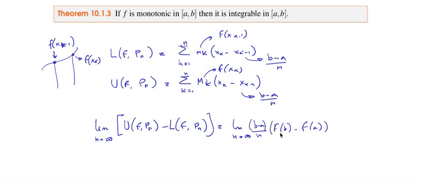But now f is bounded, right? So f(b) minus f(a) is a finite quantity. b minus a is also finite, so this goes out of the limit. The limit when n goes to infinity of 1 over n is 0. Okay, this limit is 0. Okay, so that's the result for monotonic functions.